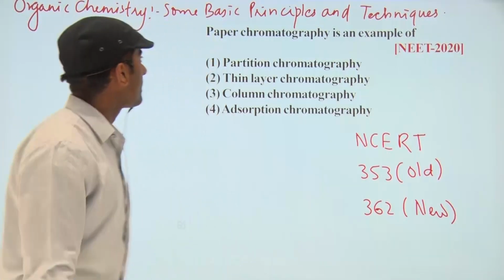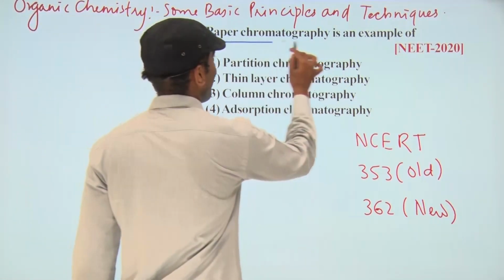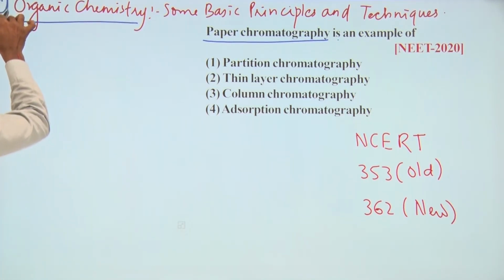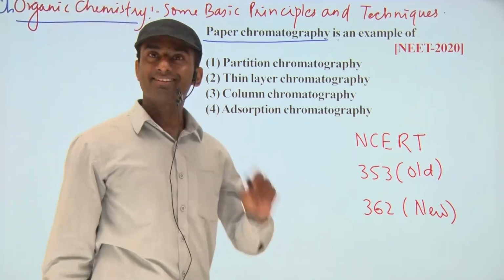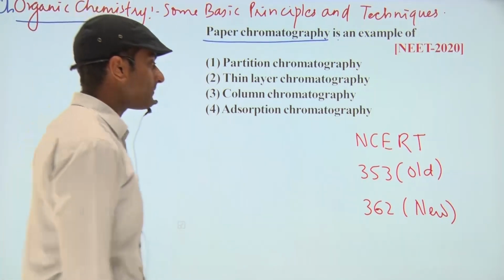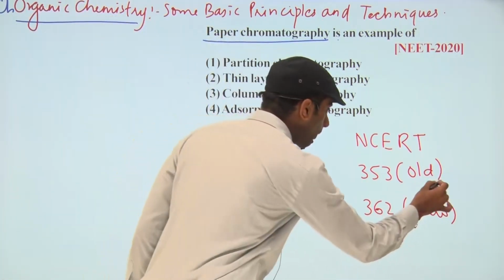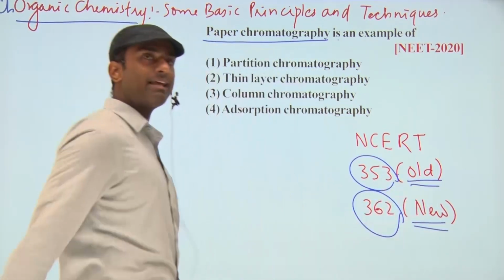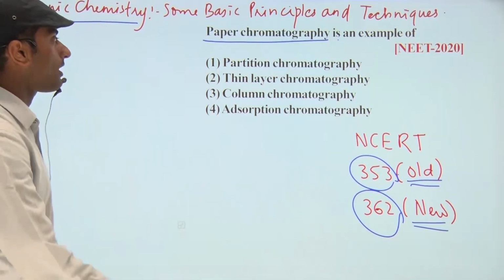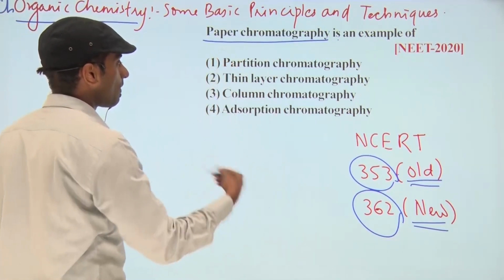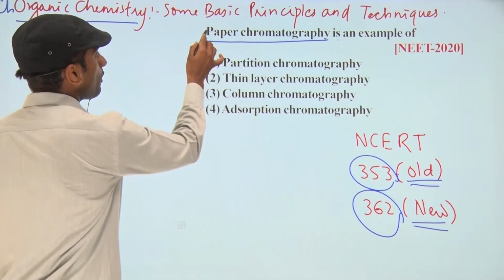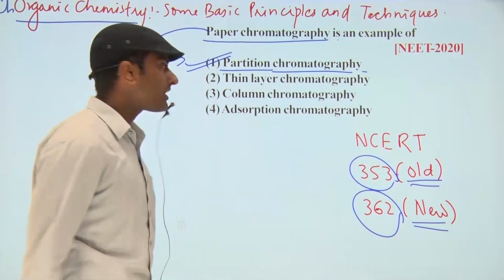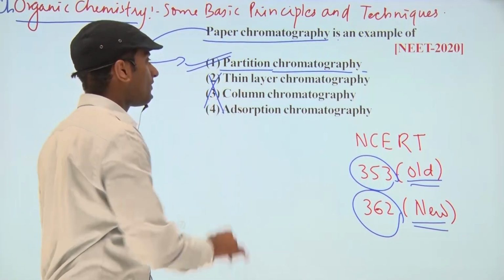This question is asking that paper chromatography is an example of. This question is taken from the chapter Organic Chemistry, Some Basic Principles and Techniques, present in the 11th class NCERT. As far as the page number is concerned, in the old NCERT it is 353, while in the new NCERT it is page number 362. Actually, different kinds of chromatography techniques are there, like partition, thin layer, column and adsorption. But paper chromatography belongs to the first category. Partition chromatography is the perfect word. Obviously, the rest of these are not possible. The first option is correct here.